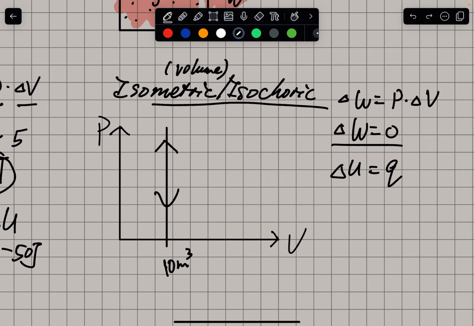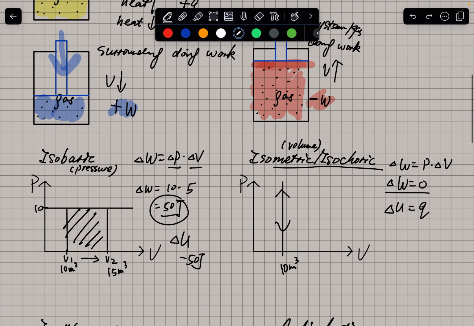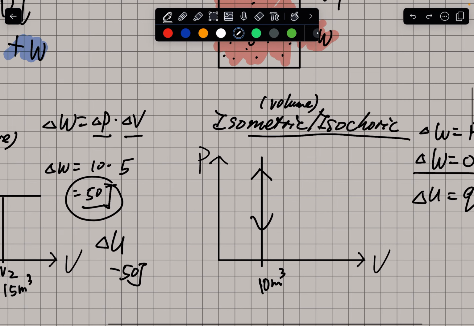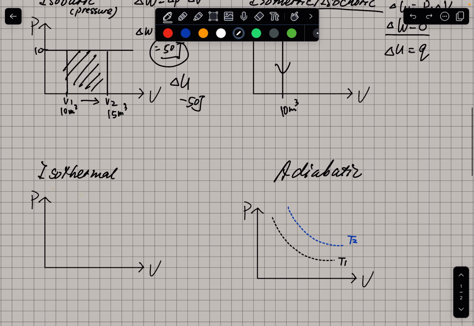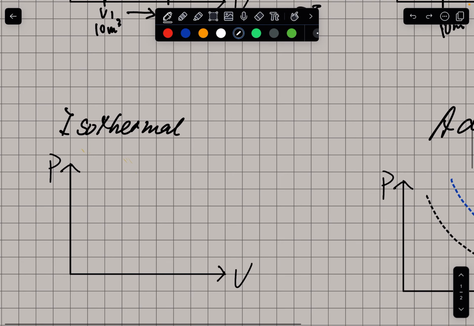All right, so I think that's everything you need to know about isometric, constant volume. You can also see that there's really no area under this graph, which means what? No work is done. No work by the system is done, right? No work is done by the system. Okay, now let's move on to isothermal.